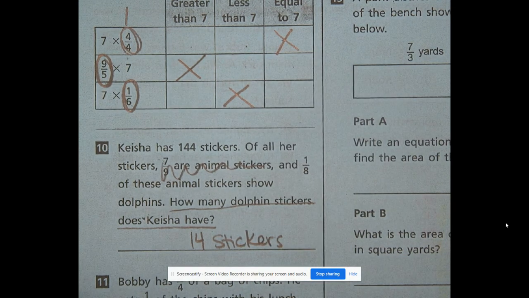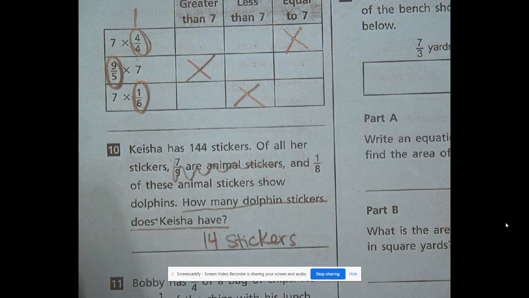You're going to have a question that looks like this. You're going to have to do 2 steps for it. You've got to think through the problem. Don't just start looking at the numbers in the problem and saying, okay, there the numbers are. Think through it. First, we had to find out how many animal stickers we had. Then, of those stickers, we had to find out how many dolphin ones were in that group. Okay? All right.